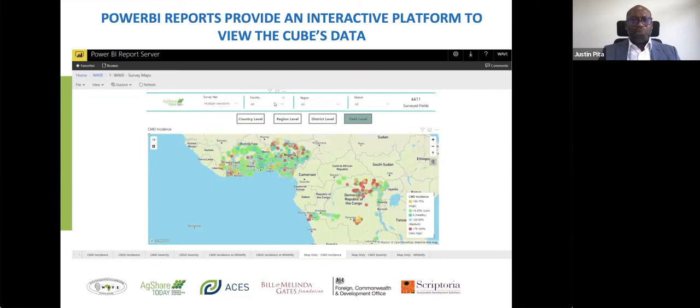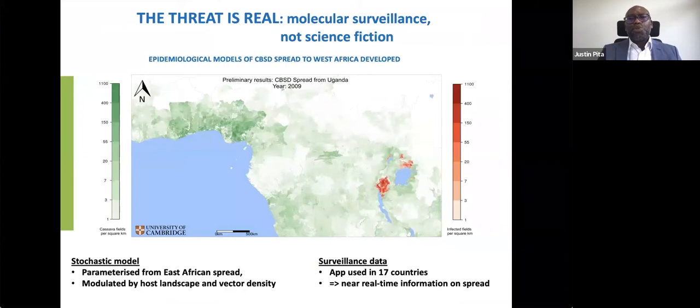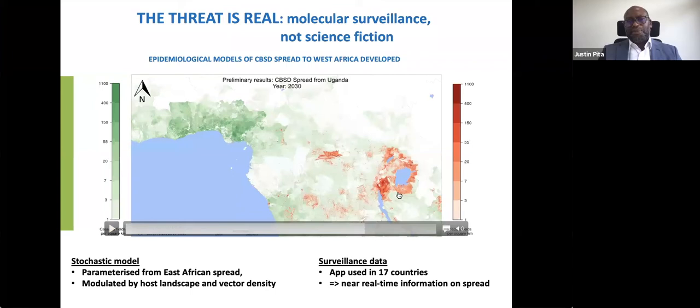With the data from the Cube, we can also do models. You can develop models with our collaborators at the University of Cambridge, with Gilligan's group. You can see here that this disease that was found in East Africa around Lake Victoria is spreading. But when you have the first incursion around Cameroon, like a fire, Nigeria will be attacked, and the whole of West Africa. This is really a prediction.